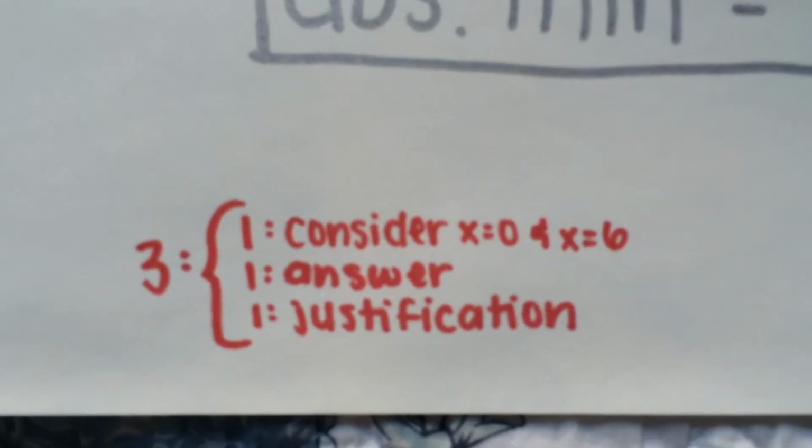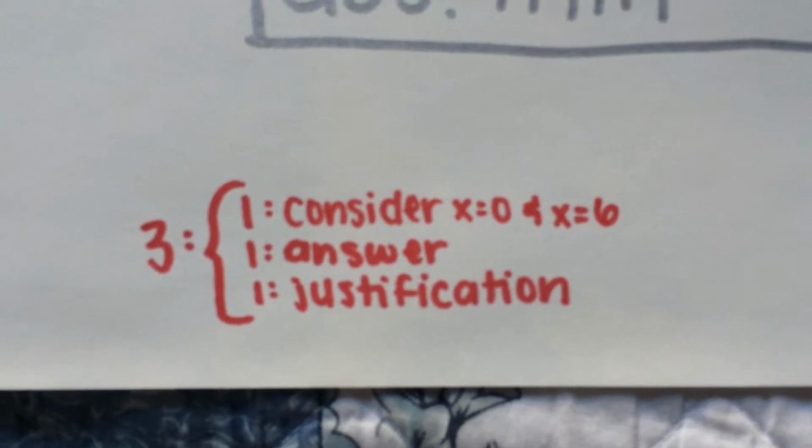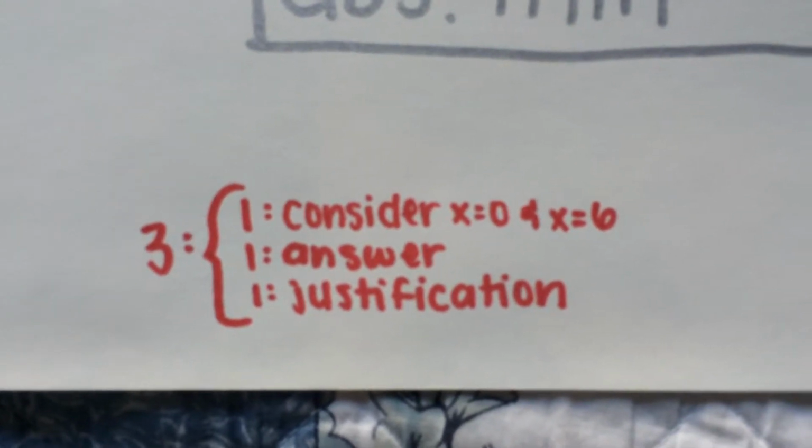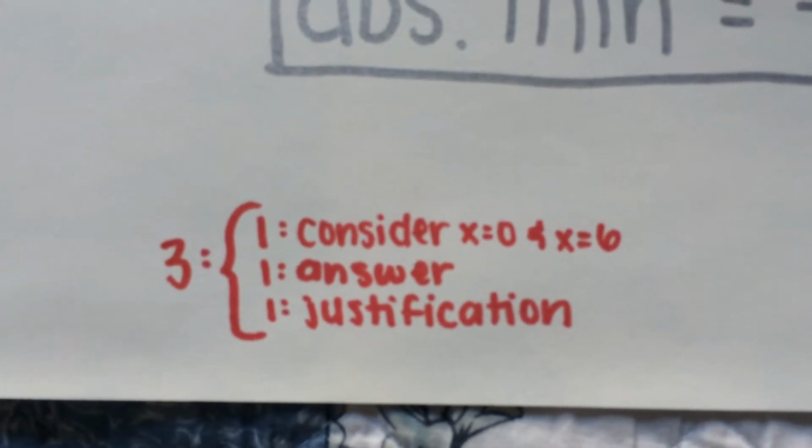This problem is worth 3 points. 1 point is for considering x equals 0 and x equals 6 for the absolute minimum, 1 point is for the answer, and 1 point is for justification or working out your problem. Moving on to part C.